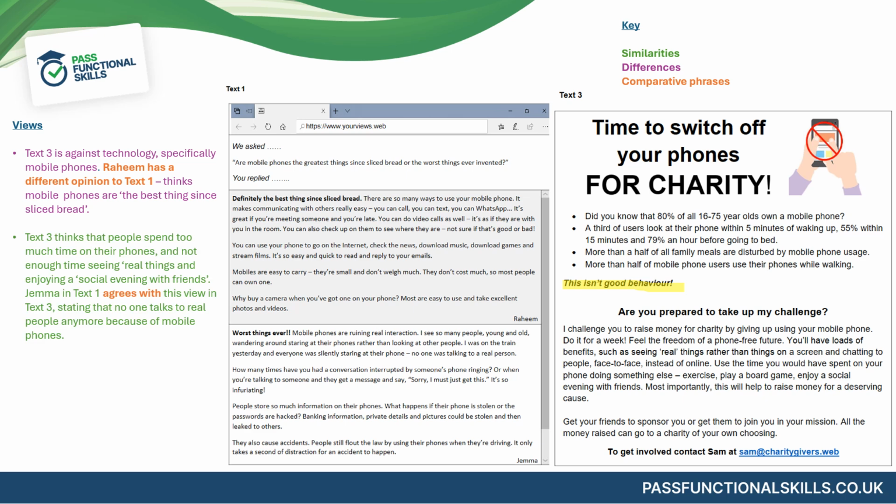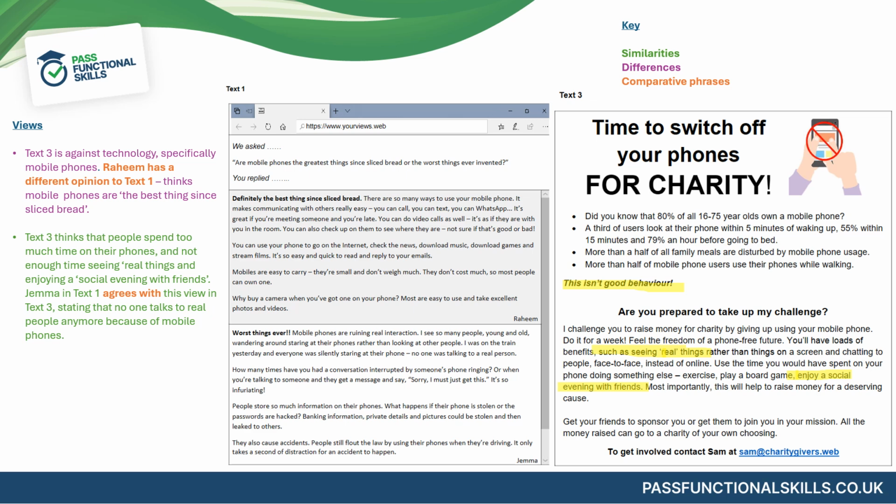Specifically as well, text 3 thinks that people spend too much time on their phones and not enough time seeing real things in the world and enjoying a social evening with friends. So you can see here they say you'll have loads of benefits such as seeing real things, use the time you would have spent on your phone doing something else, exercise, play a board game, or enjoy a social evening with friends. So they think that there's lots more beneficial things to do other than go on your phone.